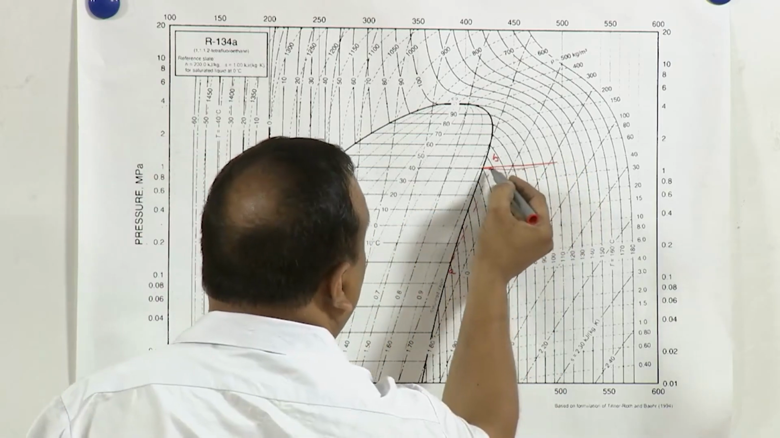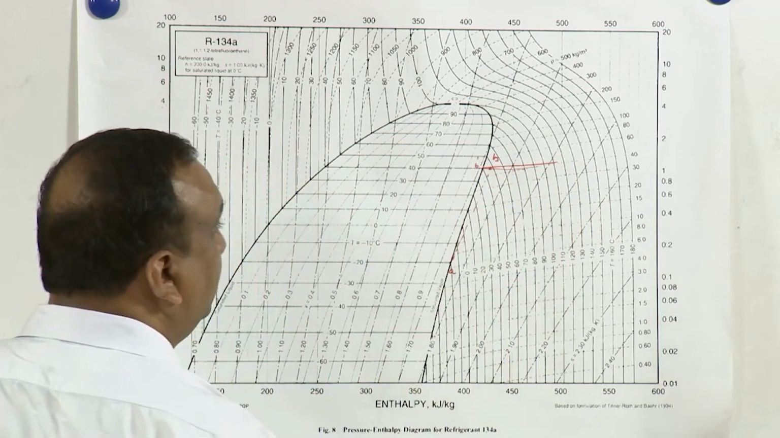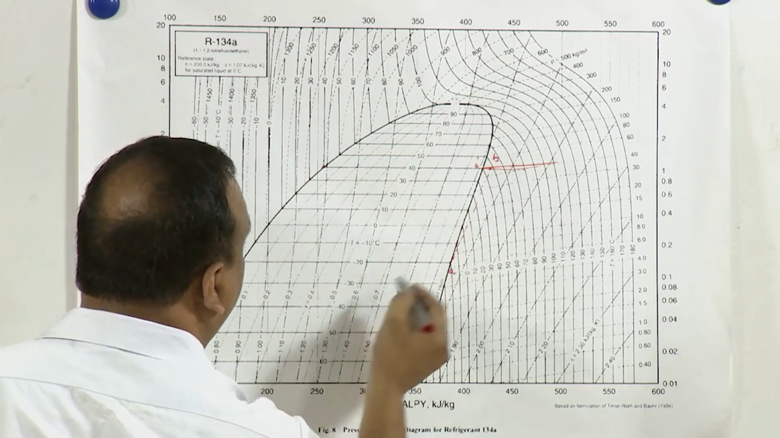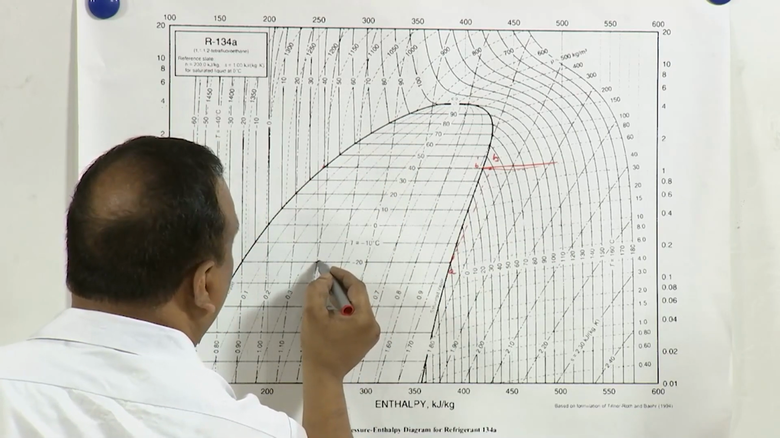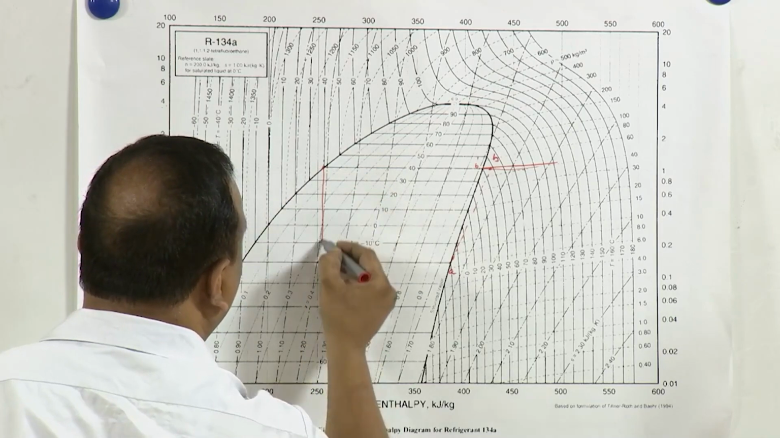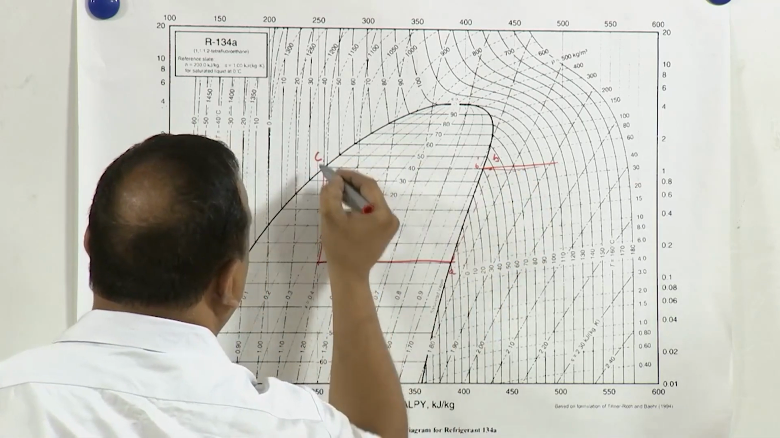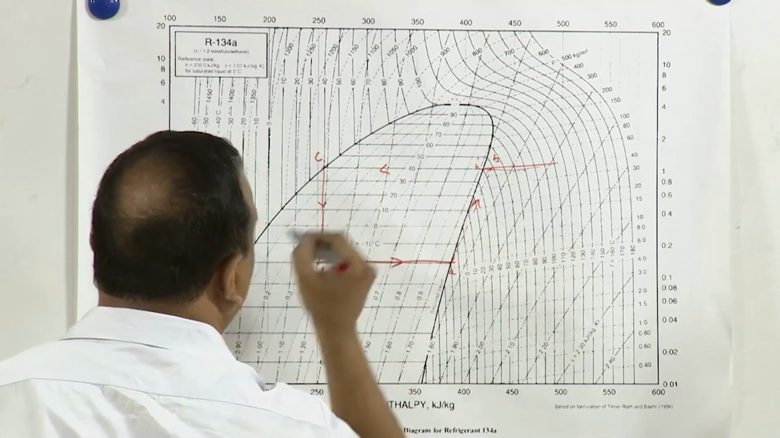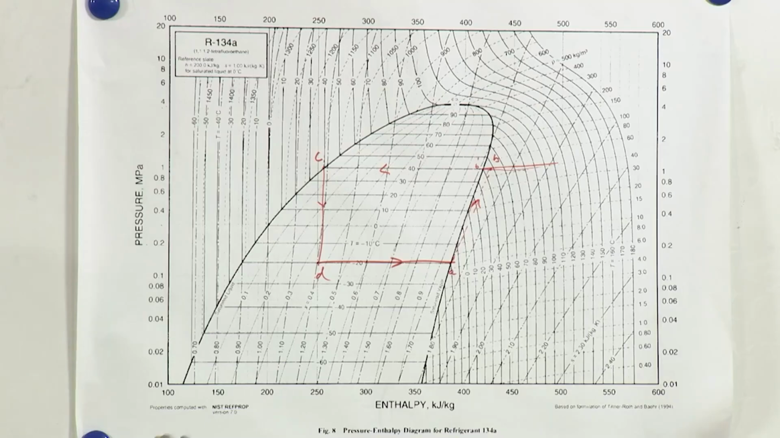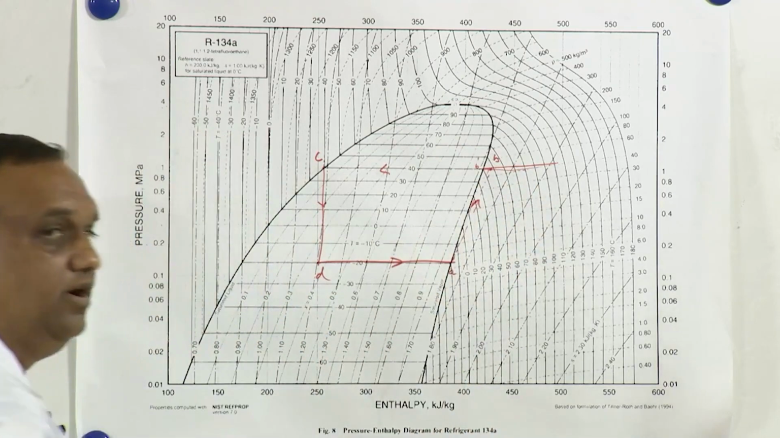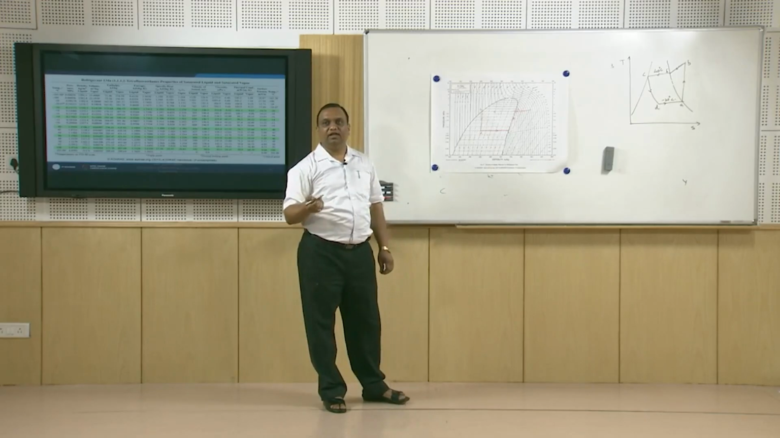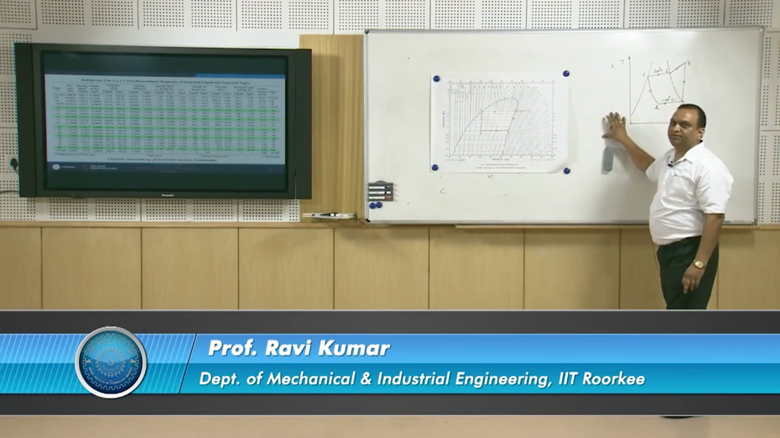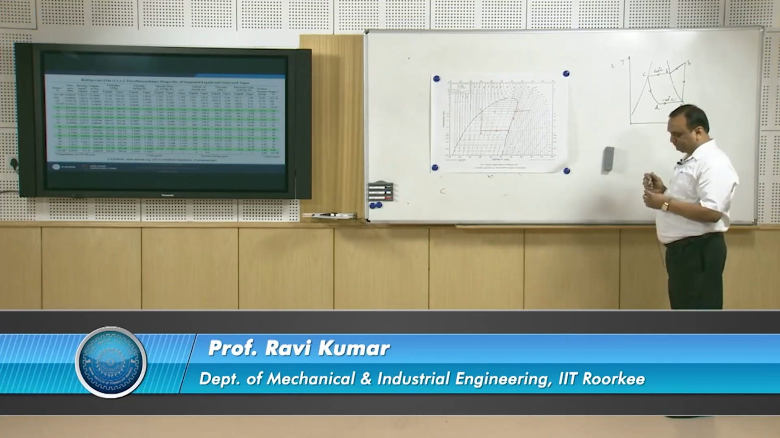After B, the de-superheating will take place, we will get B dash here, then further cooling up to the liquid state, and then constant enthalpy expansion, C and D. Now, if we take the values from this pH diagram, and you can do it by yourself also as an exercise, you will find that we are getting approximately the same value for refrigerating effect and coefficient of performance.